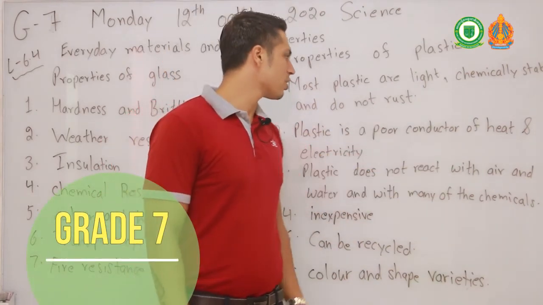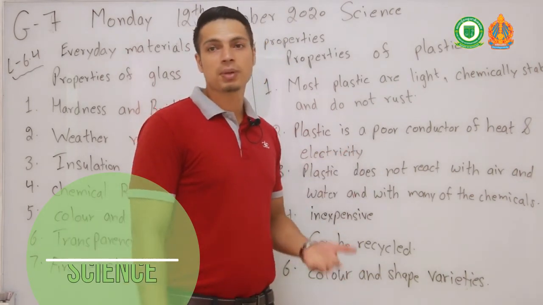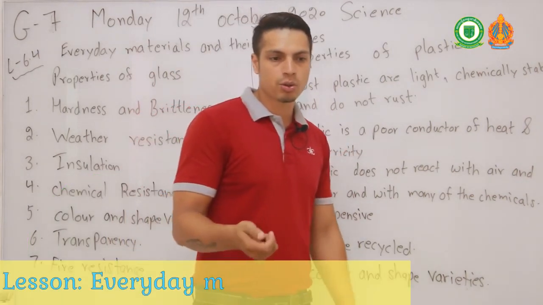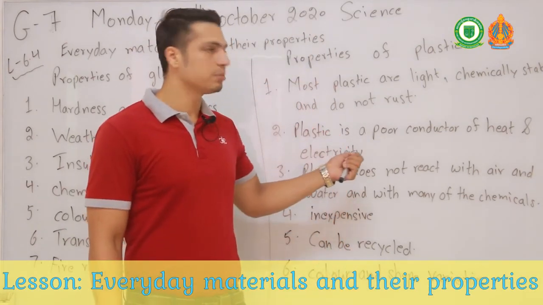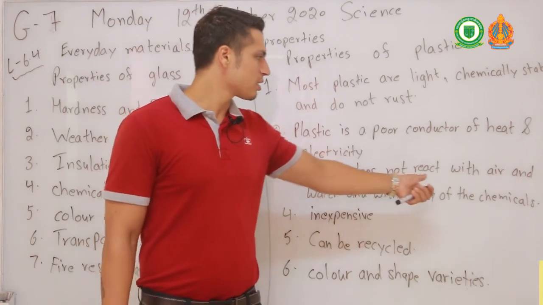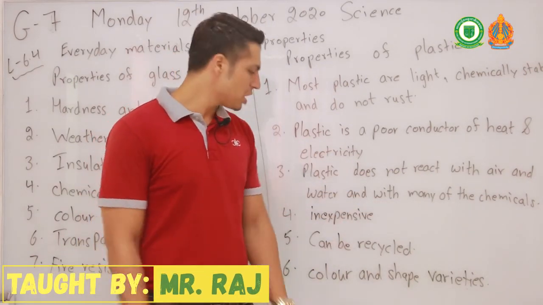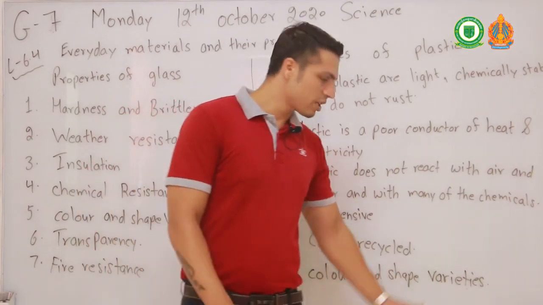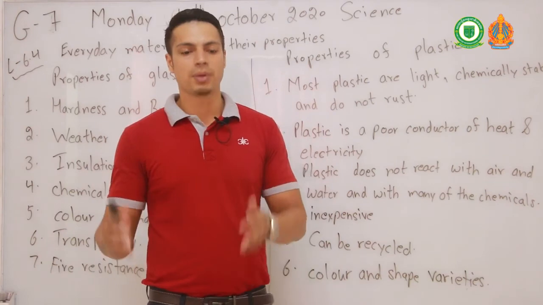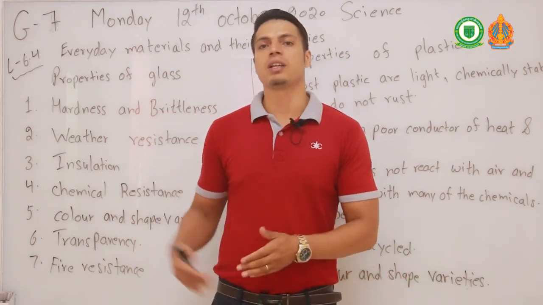Plastic is a poor conductor of heat and electricity. That's why plastic is used to make cooking pan handles and wire coverings. Plastic does not react with air, it is inexpensive, it is cheap, and it can be recycled. It also has color and shape varieties. We can find plastic in many colors and in many shapes.